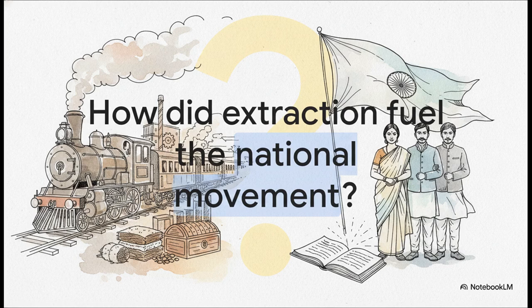Which leaves us with this incredibly powerful paradox to consider. How did the very structures meticulously built over decades for economic extraction, the railways, the uniform laws, the industrial shifts, inadvertently lay the exact foundation for the middle class, the labor unions, and the nationalist movement that eventually dismantled the whole colonial enterprise? It's a fascinating paradox and a powerful reminder of how historical systems of extraction continue to shape the modern world we live in today.